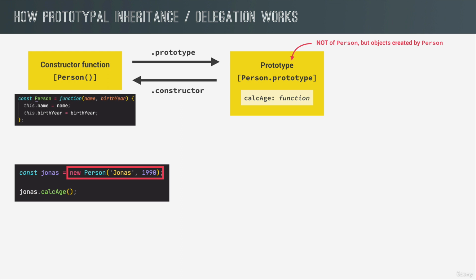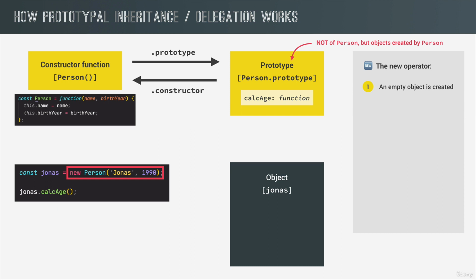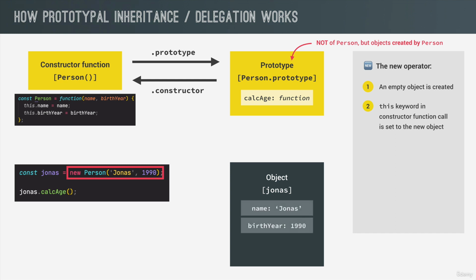So when we call a function, any function with the new operator, the first thing that's going to happen is that a new empty object is created instantly. Then the this keyword in the function call is set to the newly created object. So inside the function's execution context, this is now the new empty object. And that's why in the function's code, we set the name and birth year properties on the this keyword, because doing so will ultimately set them on the new object.